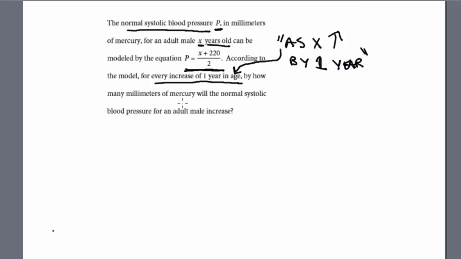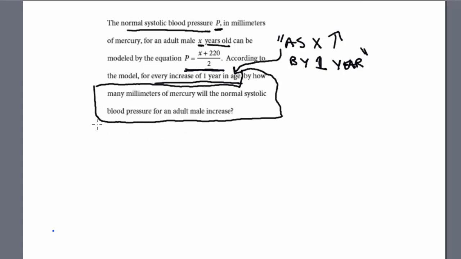By how many millimeters of mercury will the normal systolic blood pressure for adult males increase? So it is a mouthful. These sentences are long, they're complicated, there are many commas in them. But basically, if we wanted to put a box around what the question is asking, how does P change?